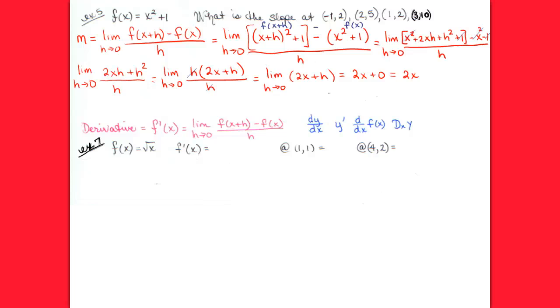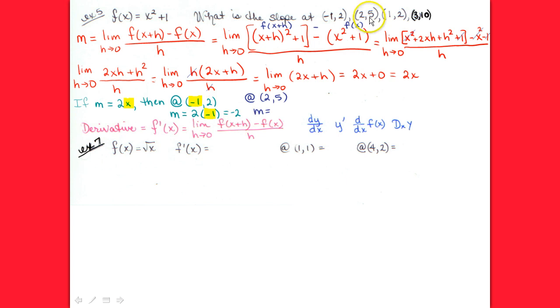Because I didn't replace x with a number to find the slope at one specific point, what it did was give me an equation that I can use to find the slope at multiple points. So now I can go through and say, okay, if I want to find the slope at (-1, 2), then if my slope is 2x and x is negative 1, then my slope is just going to be 2 times negative 1. It's going to be negative 2.